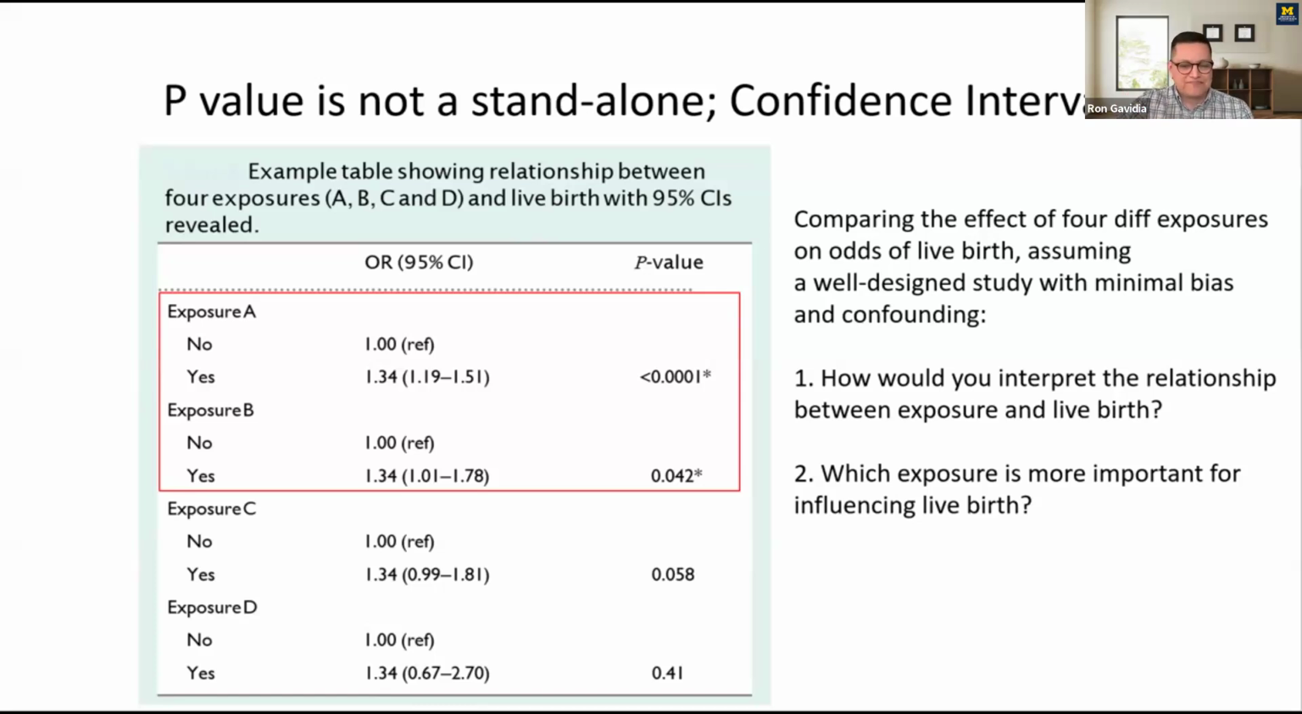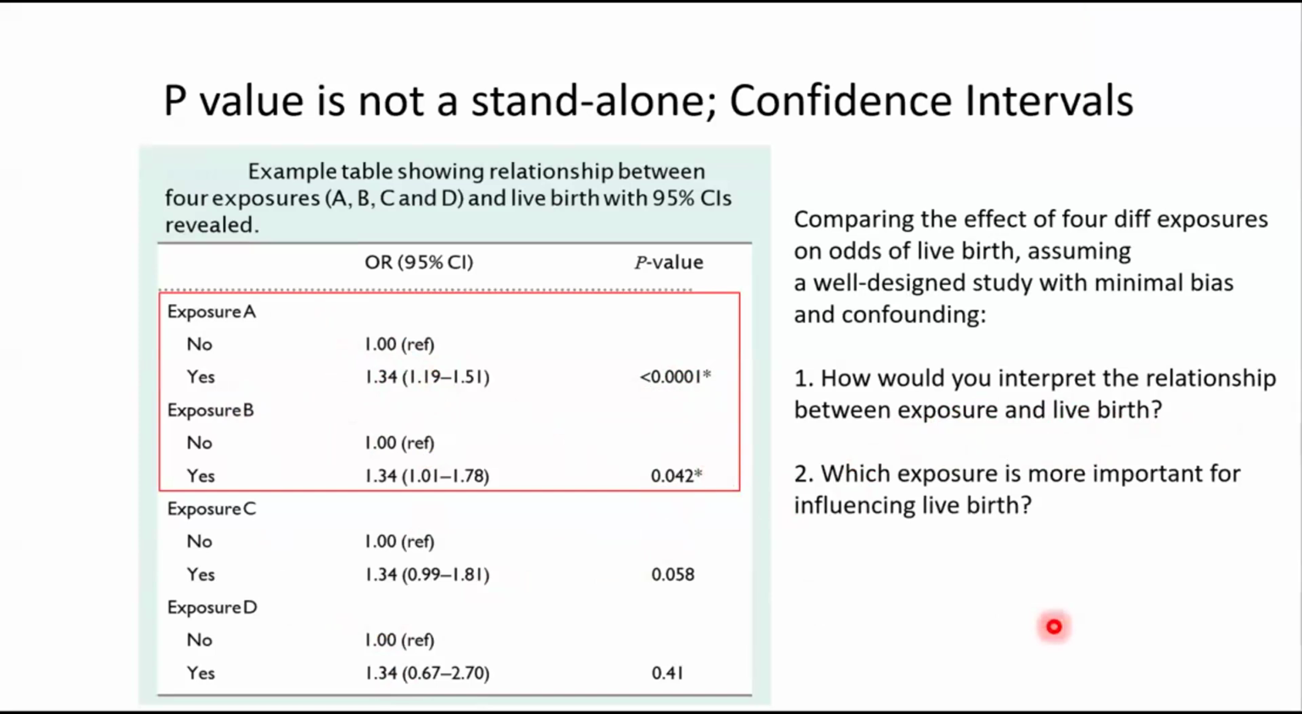Any opinion? Fellows, any opinion? Exposure A. Sorry, what was that? Are you asking which exposure? Yeah. So the question is, how will you interpret the relationship between the exposures and live birth? What's the meaning of this odds ratio with this p-value across the board?